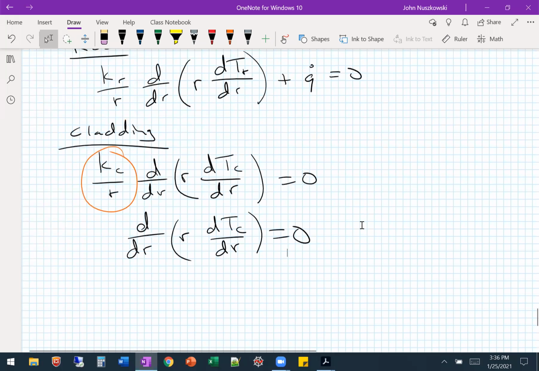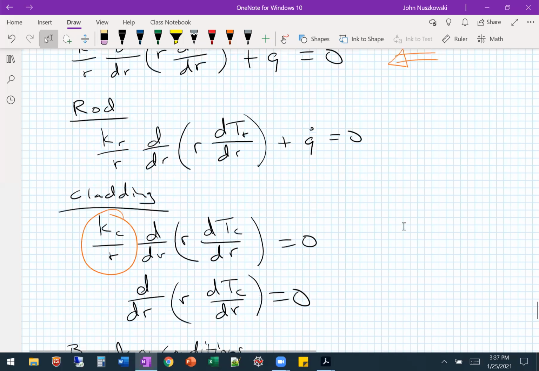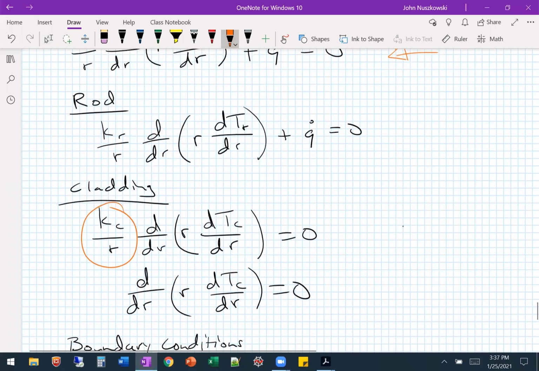Okay. All right, so now boundary conditions. Are there any questions on above first? All right, boundary conditions. We have two heat equations, right? We have this one, and this one, and they both have an order of 2 in the R direction. So they'll each need 2 boundary conditions. The rod needs 2 boundary conditions, the cladding material needs 2 boundary conditions.